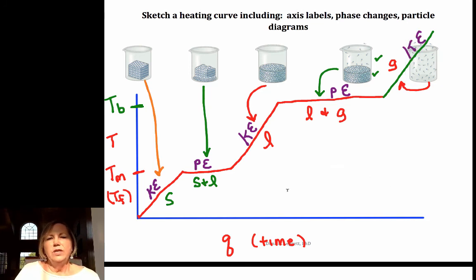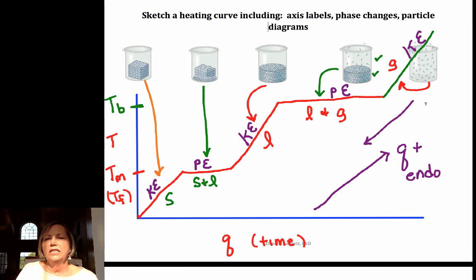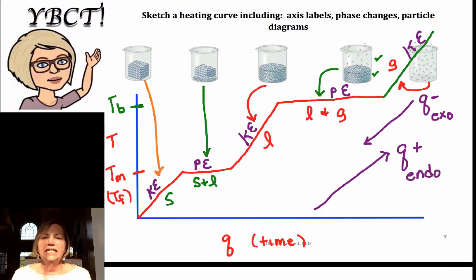Now, if it is a heating curve, its Q is positive, it's an endothermic process. If we started up here and went the opposite direction, that's a cooling curve. Q is negative. It's an exothermic process. So that is a qualitative view of a cooling curve or heating curve. And in another video, I will be addressing the mathematics of this.